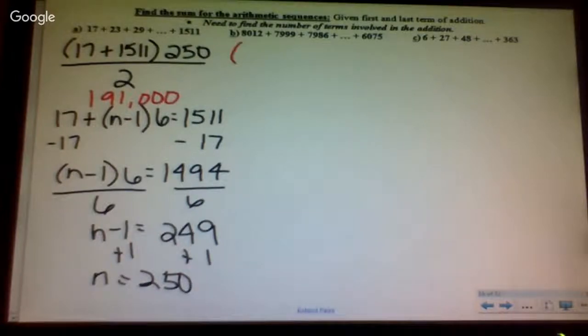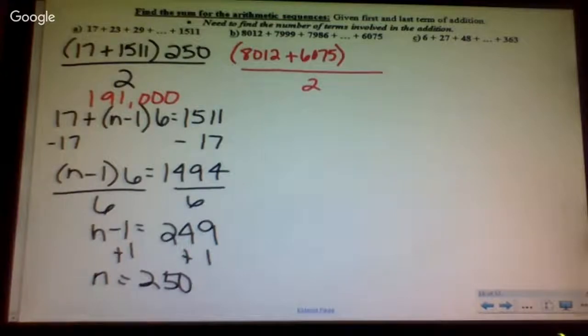This one. What term goes first for my sum? 8,012 plus 6,075. We don't know the number of terms, but we take that and divide by 2. So let's find out how many terms I have.